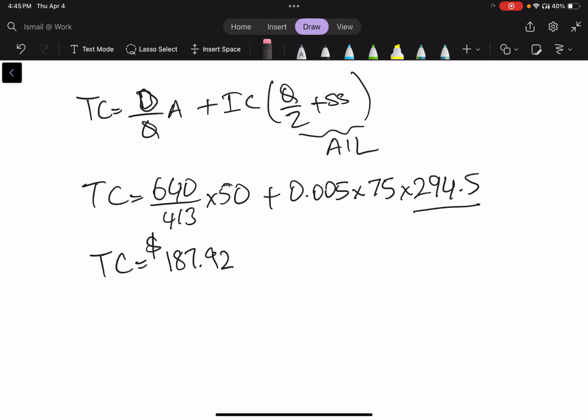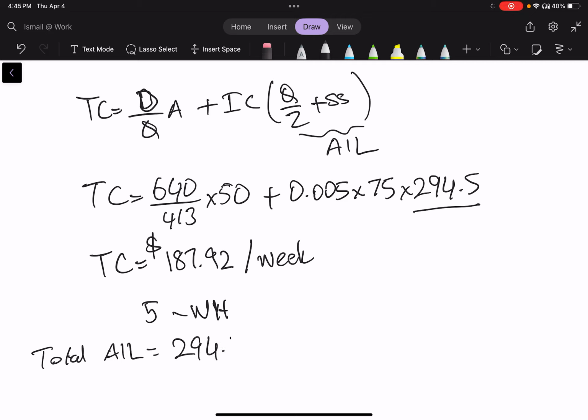of $188, right? But in reality, I have 5 warehouses, right? My grand total AIL, right, total AIL is going to be 294.5 times 5, right? That would be 1472.5, right, units.